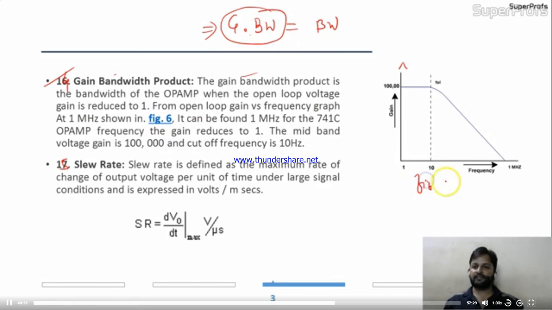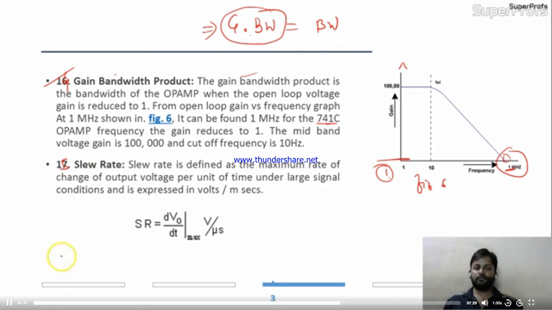This is figure 6. From the open loop gain versus frequency graph, at 1 megahertz shown in the figure, this is the frequency 1 mega, and this is the gain over here. So it can be found that at 1 megahertz for this IC op-amp, the gain is reduced to 1. Here the gain reduced to 1. So when gain becomes 1, that frequency is the bandwidth. The mid band voltage gain is 10 to the power 5 and the cutoff frequency is 10 Hertz.